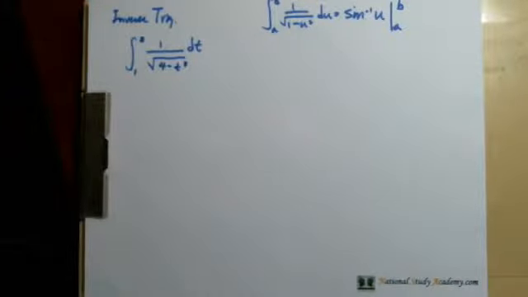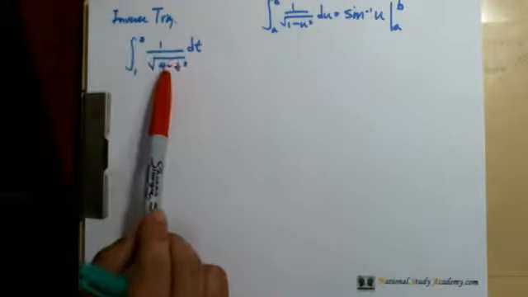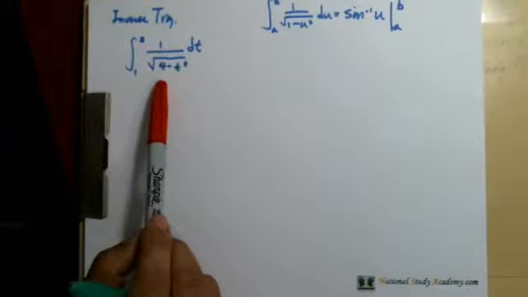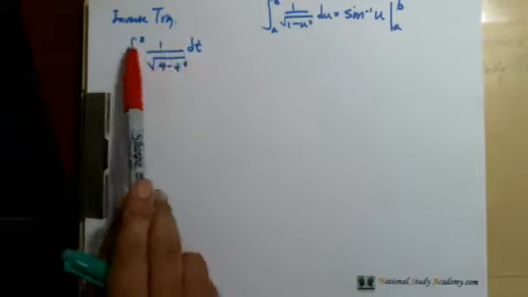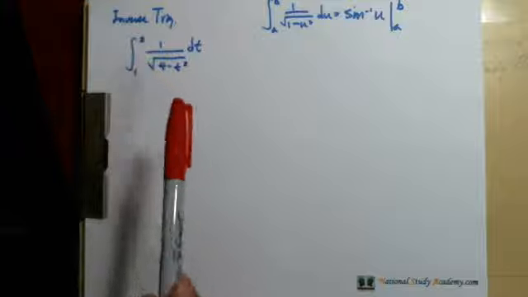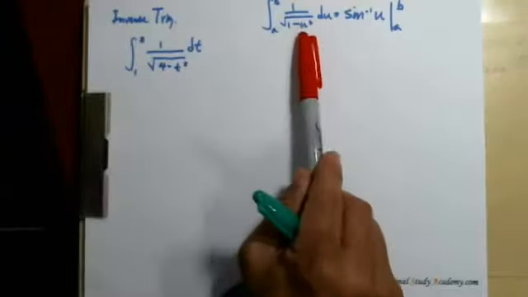Hi, so I had a student come up to me with this type of problem: the integration from 1 to 2 of 1 over the square root of 4 minus t squared dt. This is an inverse trig function or inverse trig integration problem. And it's kind of like this one right over here.